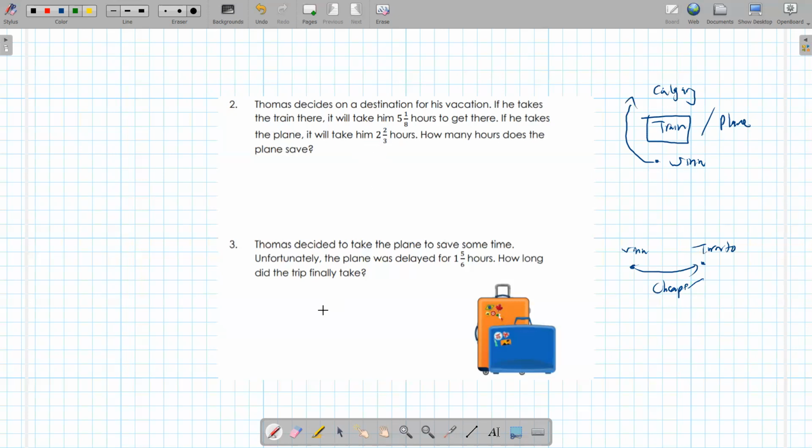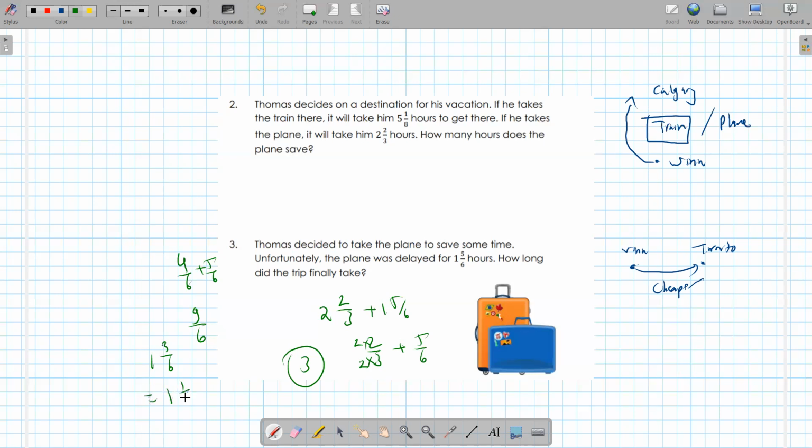Okay. So his total trip took him 2 and 2/3 plus 1 and 5/6. Let's try doing it the other way we've been doing. 2 plus 1 is a 3, yeah? And then 2 over 3 plus 5 over 6. The common denominator is a 6. So multiply this by a 2, yeah? So 4 over 6 plus 5 over 6. That gives us 9 over 6, which is what? 1 and 3 over 6, right?